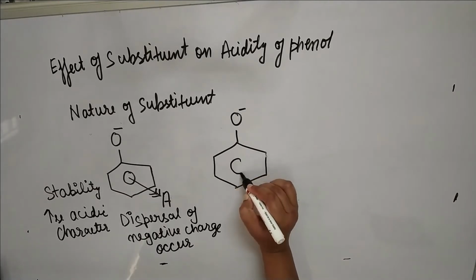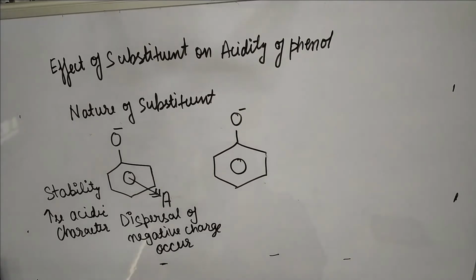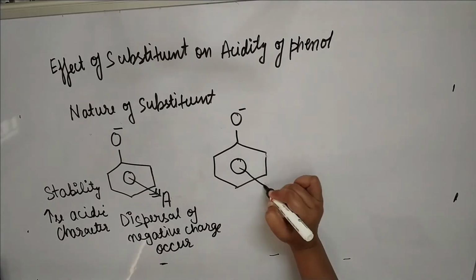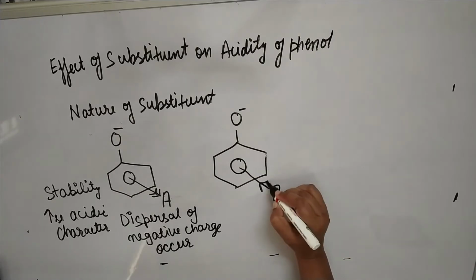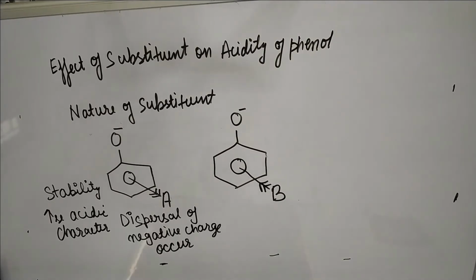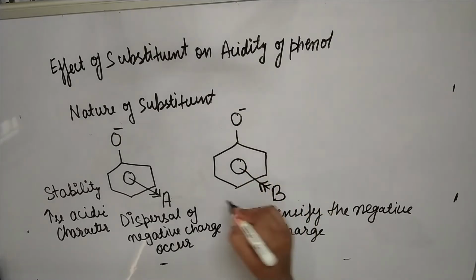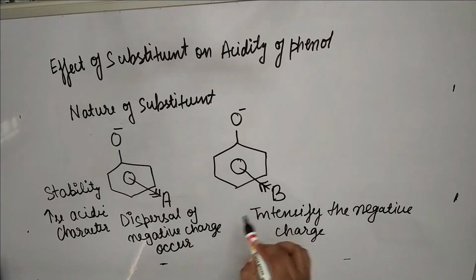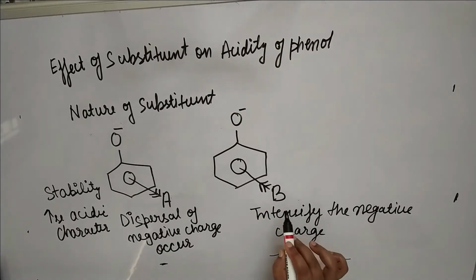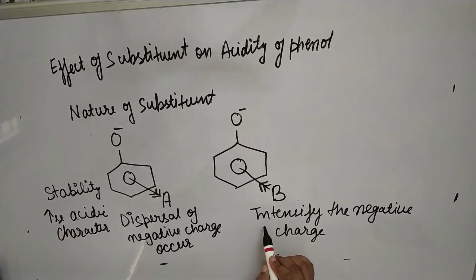Next we will discuss the second condition, in which an electron donating group is present. Suppose this B is an electron donating group. If an electron donating group is present on the phenoxide ion, it will intensify the negative charge. As we know, phenoxide ion is already rich in electrons, the negative charge is present in the ring. So when an electron donating group is substituted on the phenoxide ion, the overall negative charge will increase. That is why I have written that if an electron donating group is present, it intensifies the negative charge.